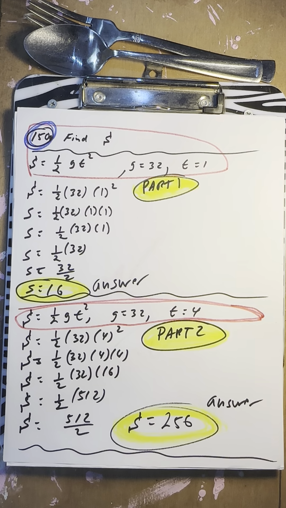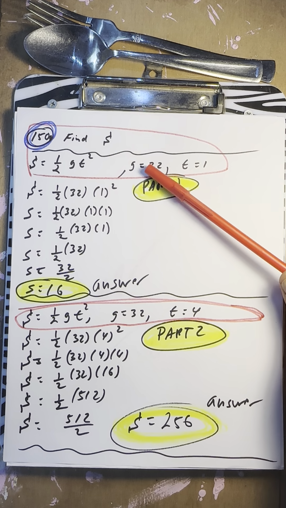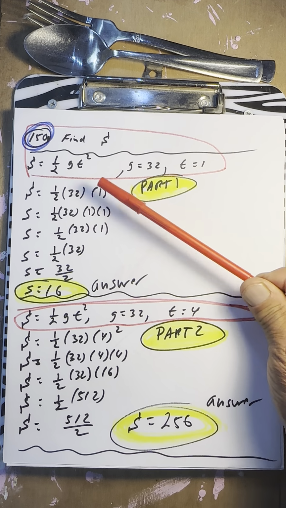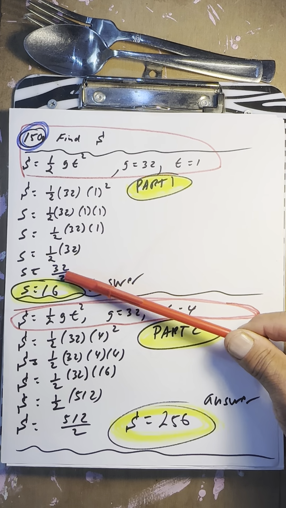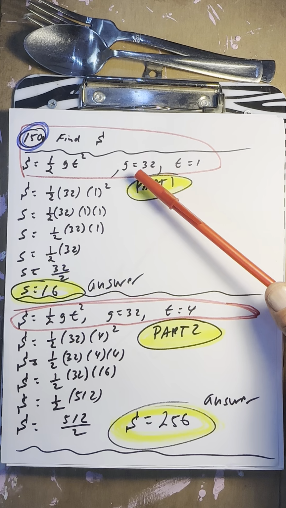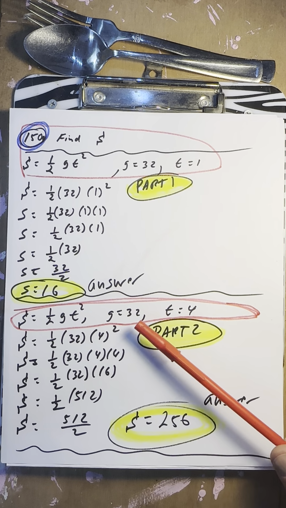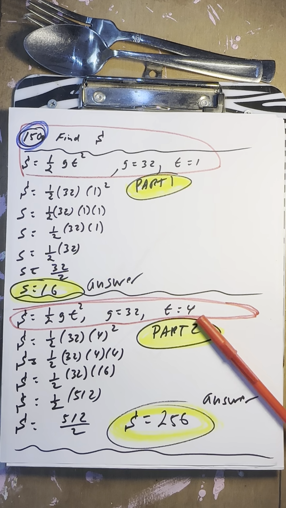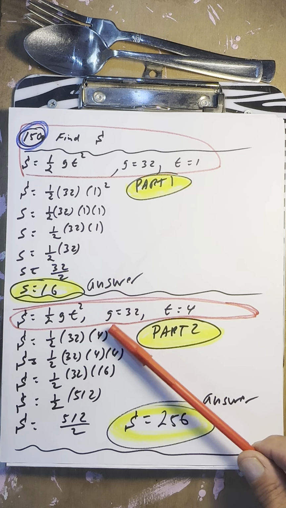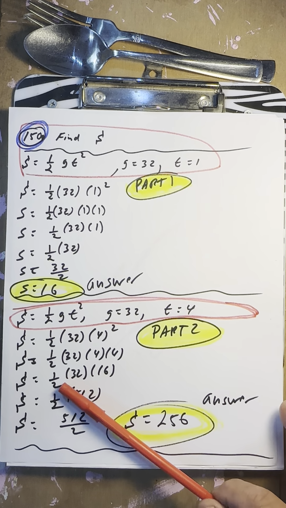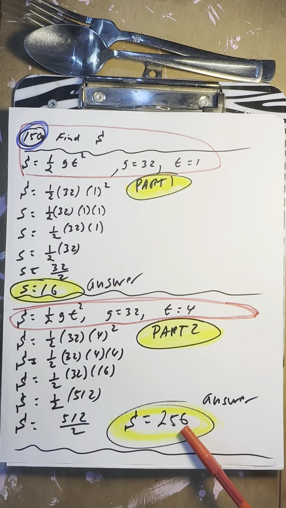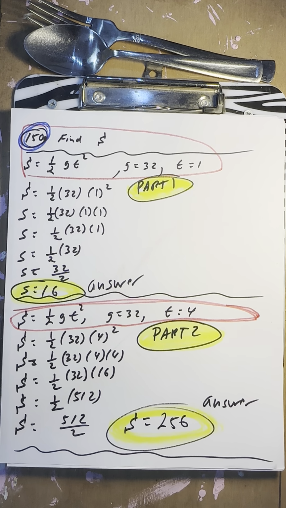S equals 1/2 g t squared. So, g is 32, t is 1. Let's put them in there. 1 squared means 1 times 1 is 1. 32. 32 over 2 is 16. So s is 16 for these numbers. Part 2. What if g is 32 and t is 4? All right, let's put them in there. 32 and 4 squared. 4 times 4 is 16. 16 times that is 512. 512 over 2 is going to be what? 256. Got it? I say yes.